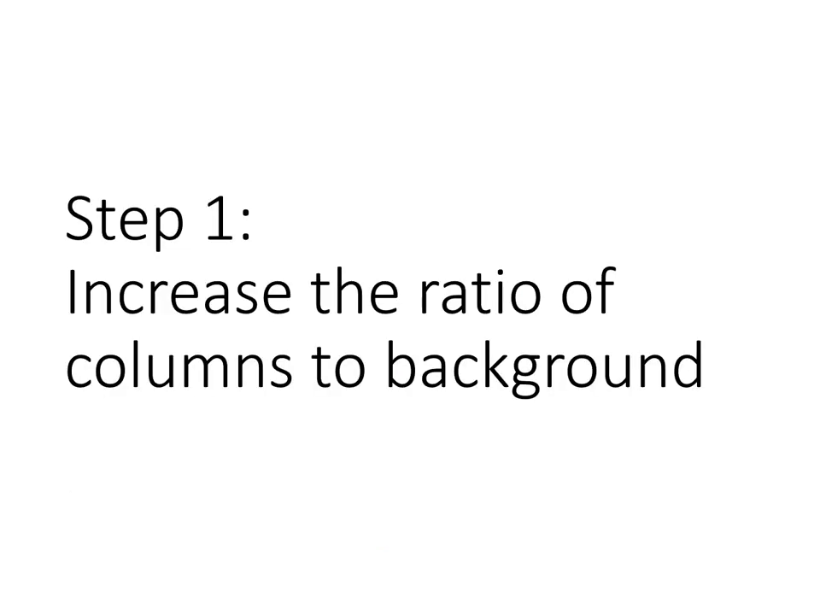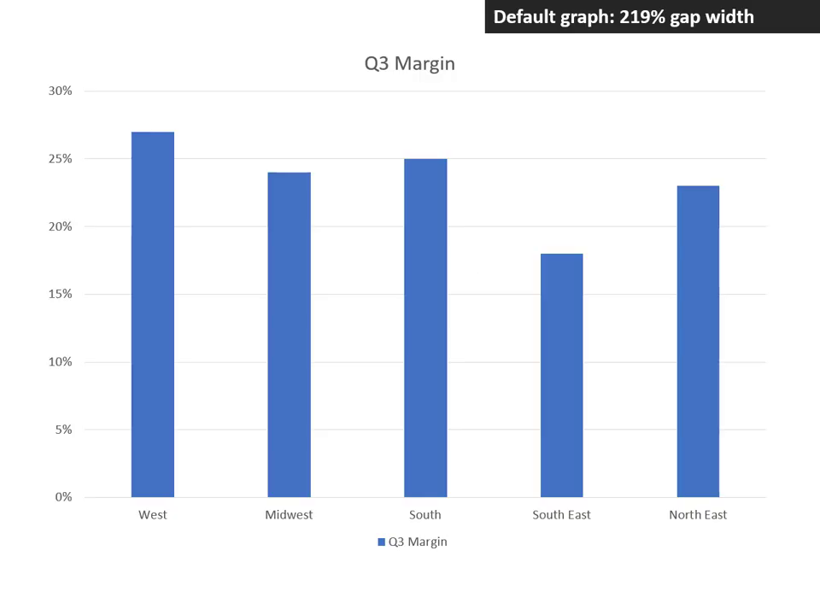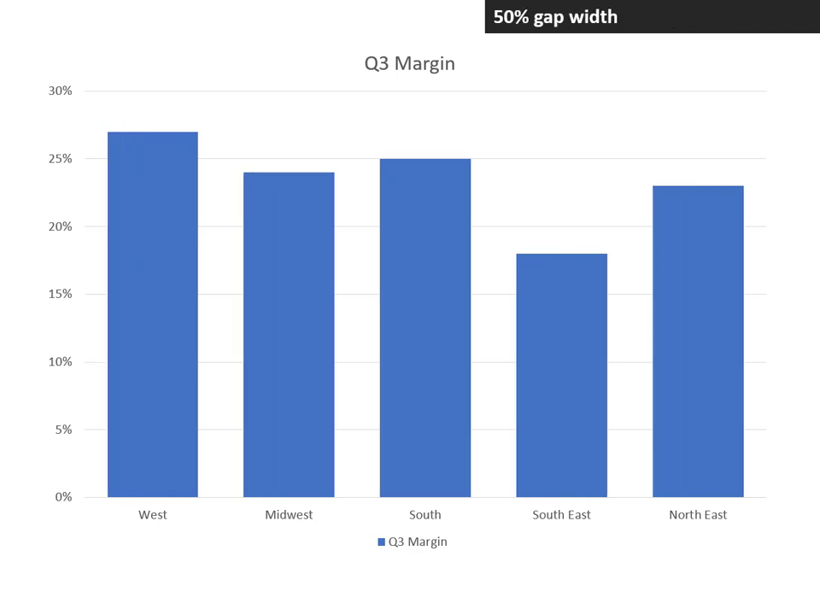Step 1, we increase the ratio of the columns to the background. By default, a column graph has a gap width of 219%. The gap width is the distance between the adjacent columns, and it's measured in the percentage of the column, which means the background is more than twice the area of the columns. The columns need more presence. So when we change that gap width to 50%, now the columns become the focus of the chart.